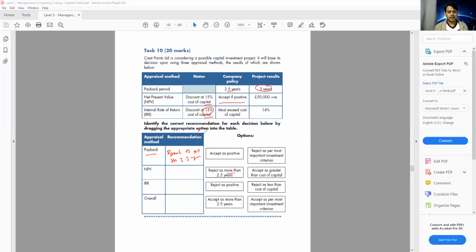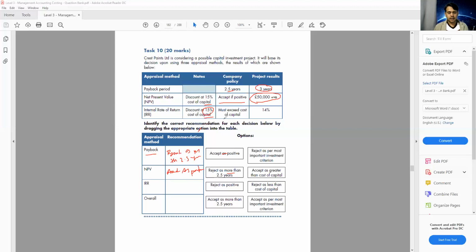For NPV, they said accept if positive. Now I can see it's giving me £50,000 positive. £50,000 plus, so I accept it. As soon as it is positive, I'll accept it.